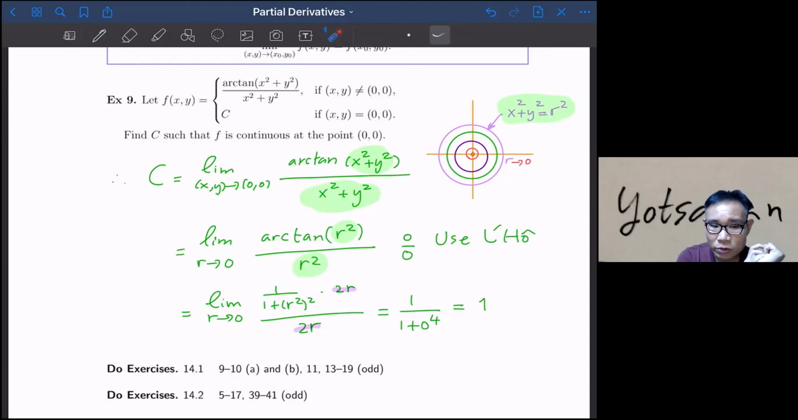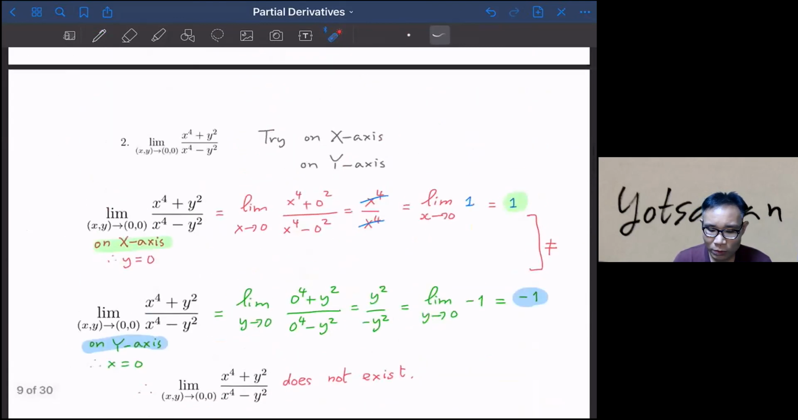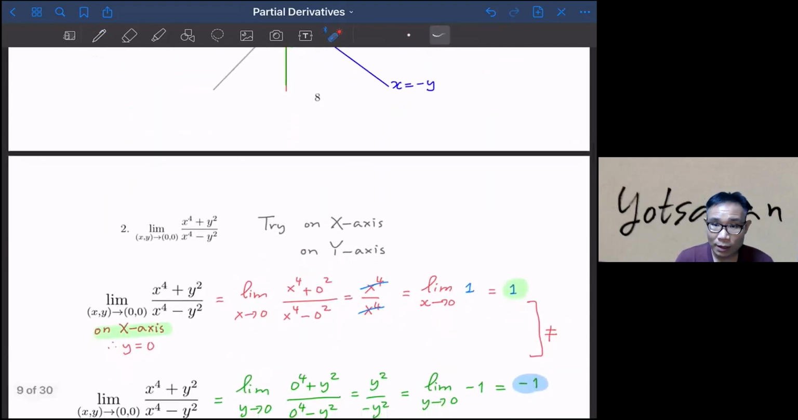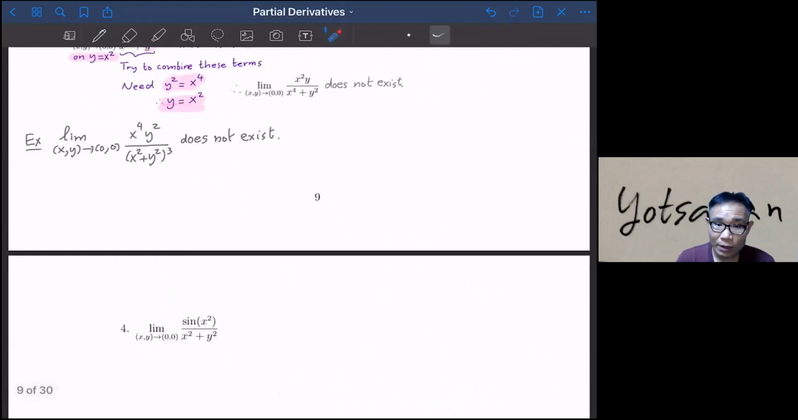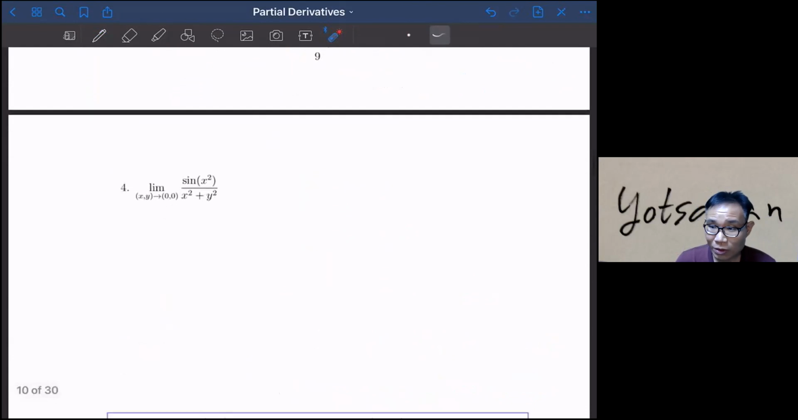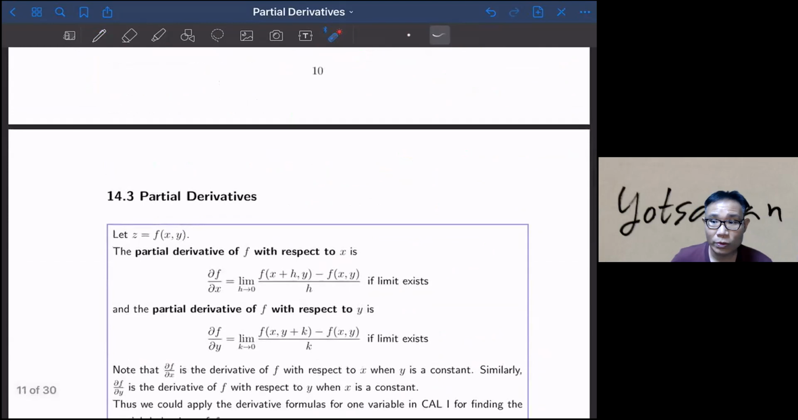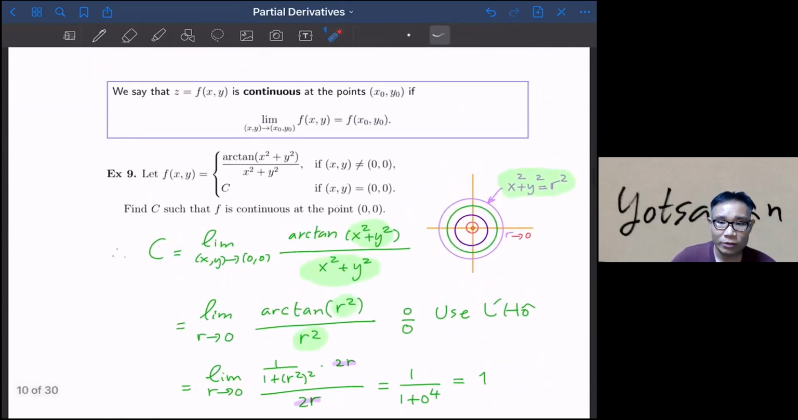Okay, so try to do exercises 14.1 and 14.2. The thing that you are studying right now turns out to be similar to calculus 1. In these two videos, we already studied how to find the limit. The next thing we're going to study is beginning to differentiate the function, which is called the partial derivative. Okay, so I'm going to stop here.